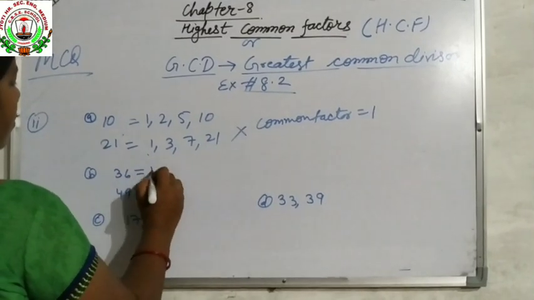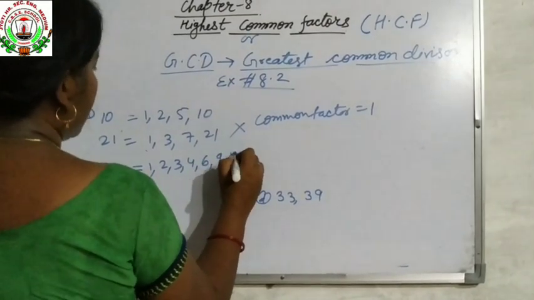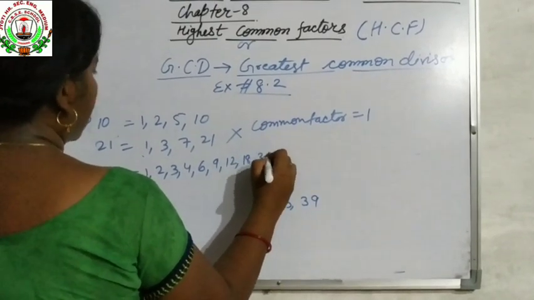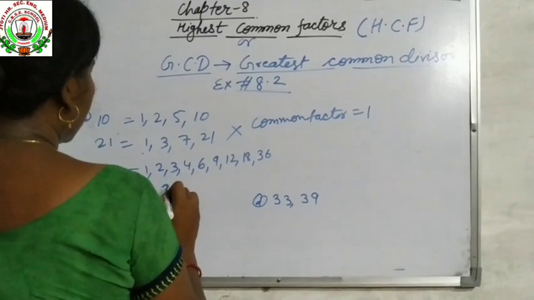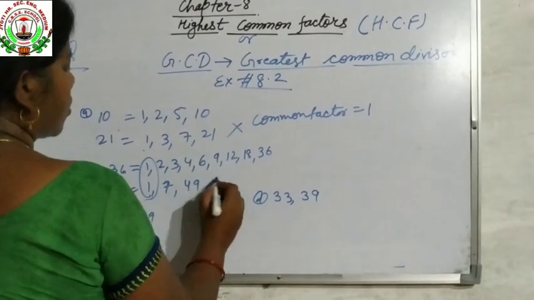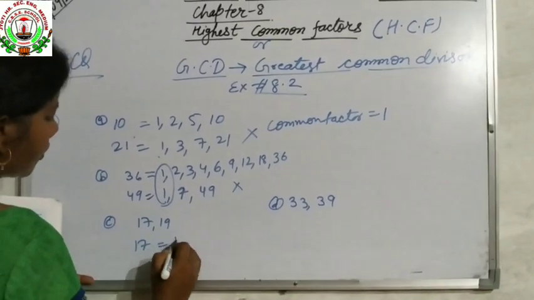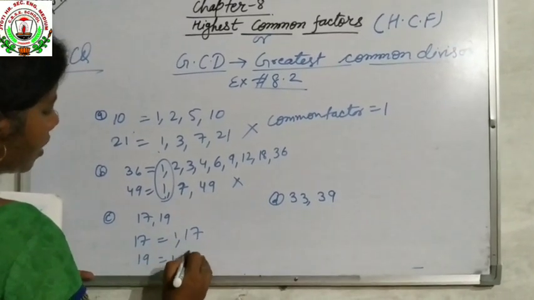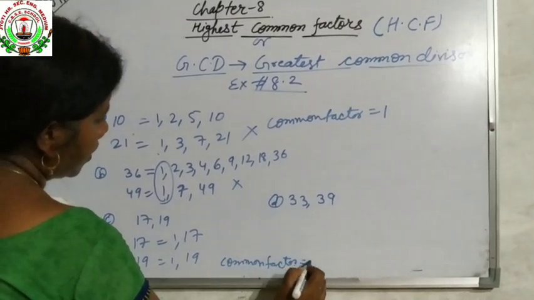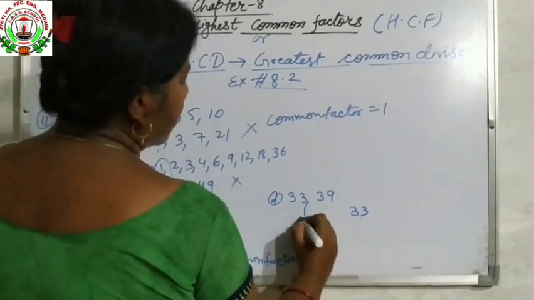Now this one, 36: 1, 2, 3, 4, 6, 9, 12, 18 and 36. Here 49: 1, 7 and 49. Here again we will see the common number is 1. So it is also co-prime. What is our question? Not a co-prime. Here we will see 17. Factors of 17 are 1 and 17. 19 is 1 and 19. Again we will get the common factor, that is 1. So it is again co-prime. This one we will see. Factors of 33.